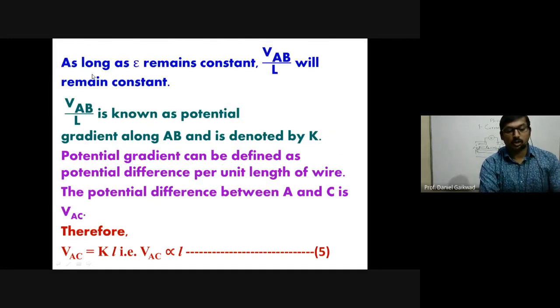Check carefully. What is the condition here? As long as E remains constant, meaning the EMF remains constant, V_AB divided by L will also remain constant. So as the EMF of the cell or battery remains constant, potential divided by length L also remains constant. That quantity V_AB divided by L is known as the potential gradient along AB, and it is denoted by K here. Now check carefully the name of the quantity: potential V_AB divided by length, potential per unit length, is known as the potential gradient.